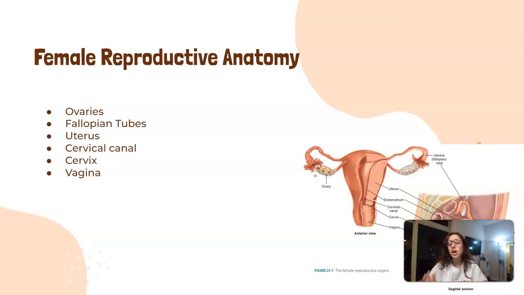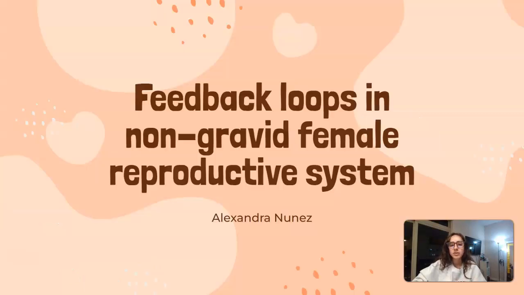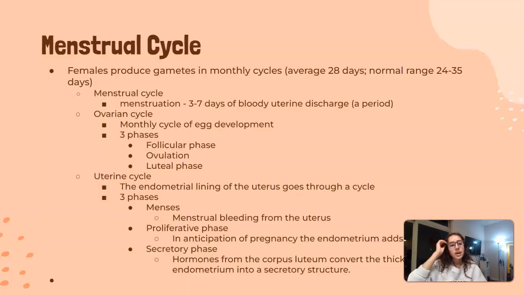Specifically, I'm mostly focusing on the ovaries, fallopian tubes, and uterus, as that is where most of the hormones for the female reproductive cycle are produced and go through, especially the egg for possible pregnancy, but that doesn't occur in this non-gravid female reproductive system. All right.